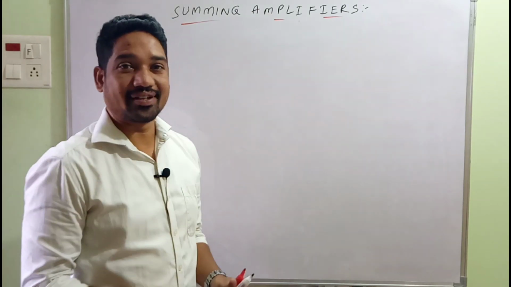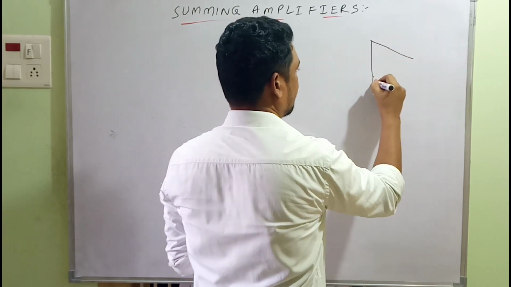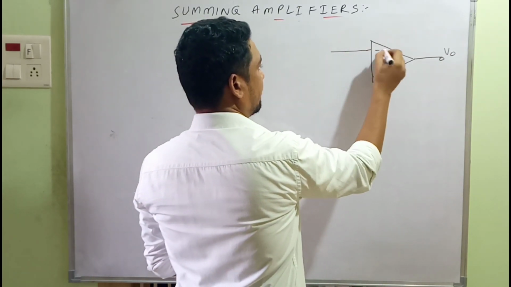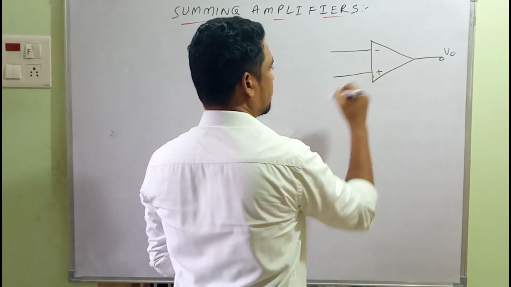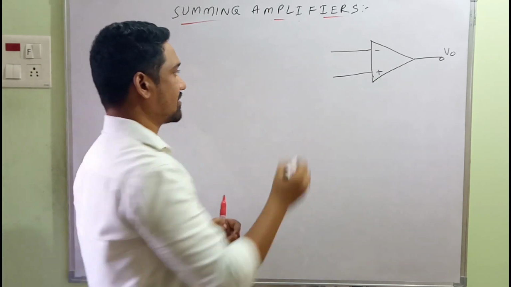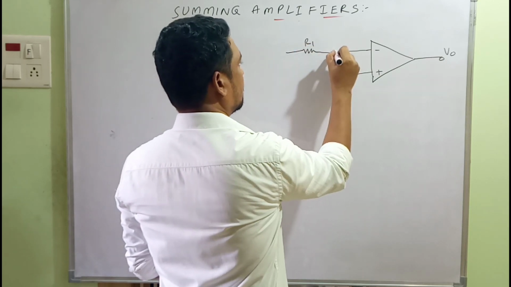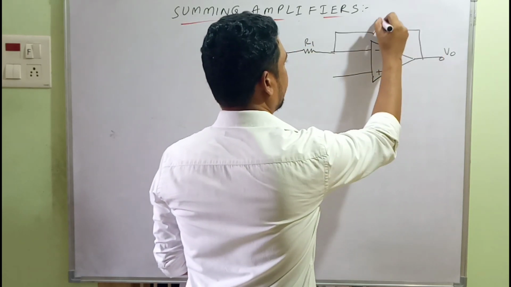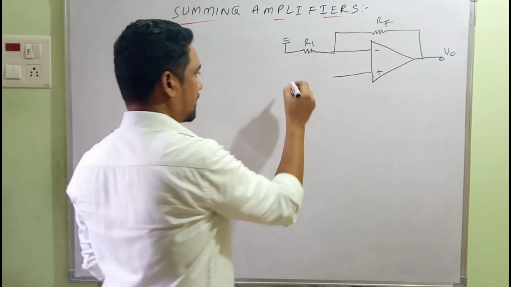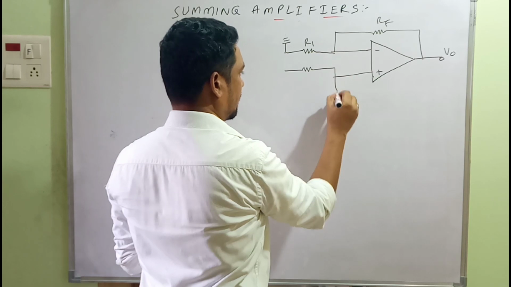Make a note please. Yet another arrangement: an operational amplifier like this one, with the output collected across this point, and two inputs as usual, inverting and non-inverting. Now making use of the non-inverting terminal, and for linear operation RF has to be connected. It's the arrangement over here. Here we have R1, a feedback resistance RF, and this grounded. Now the input is connected to the non-inverting terminal like this.